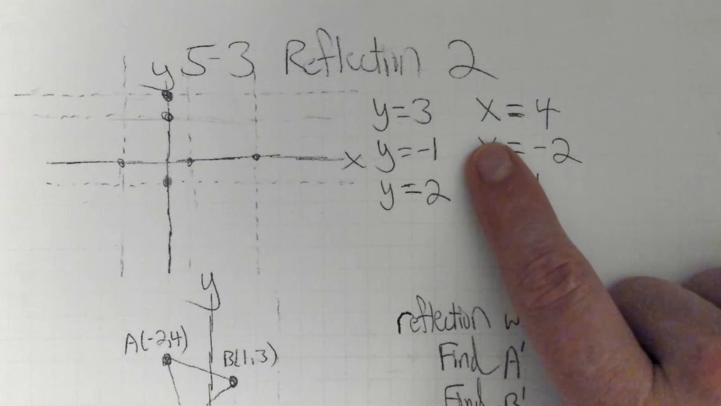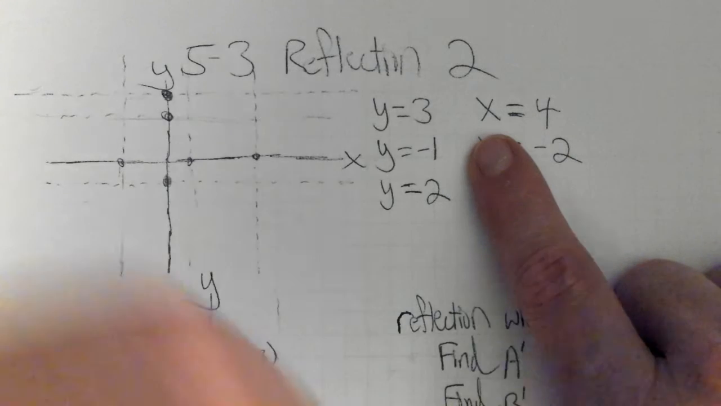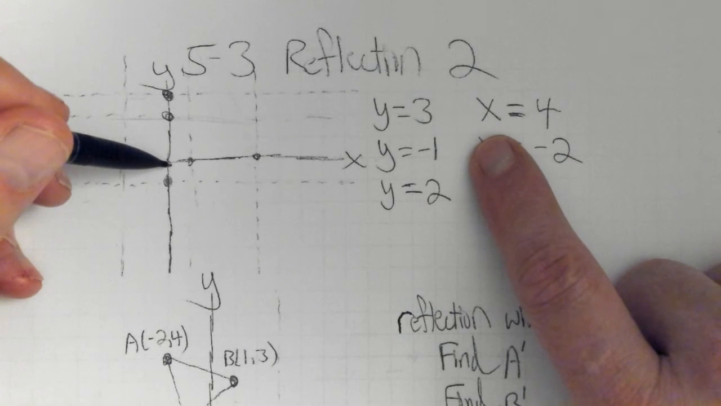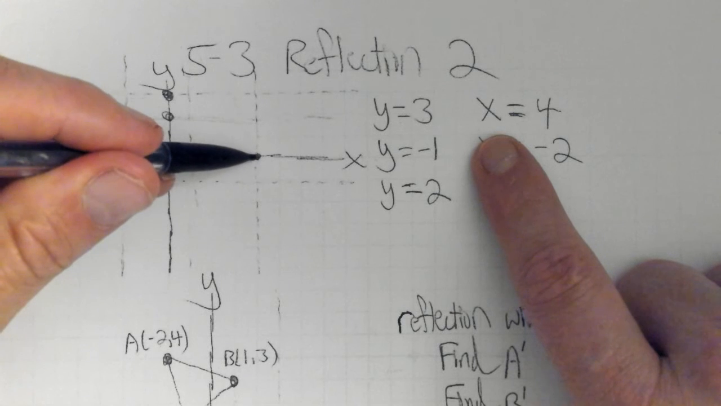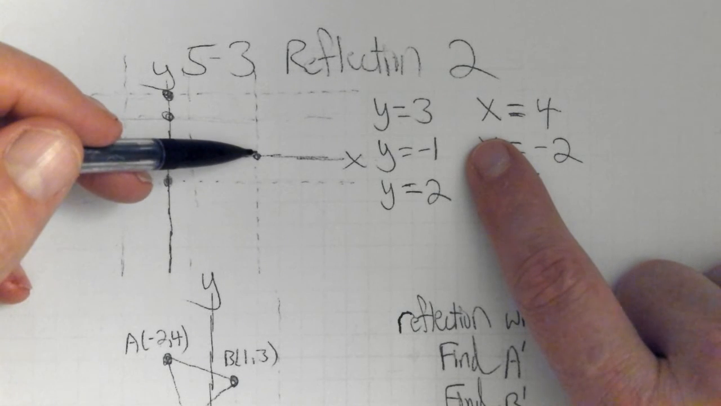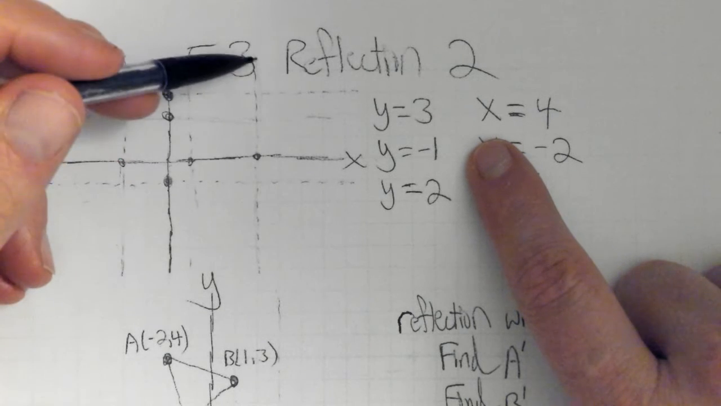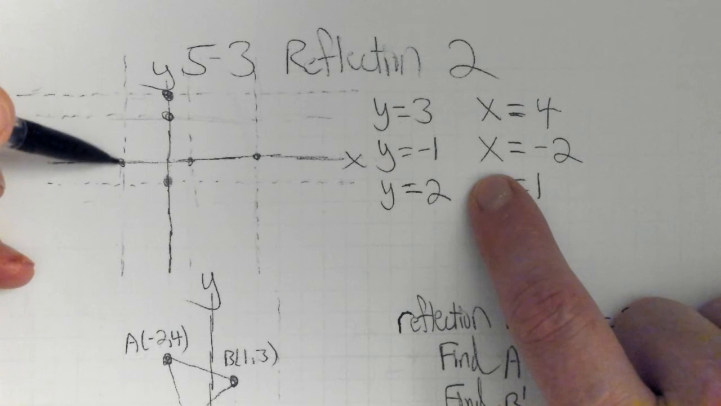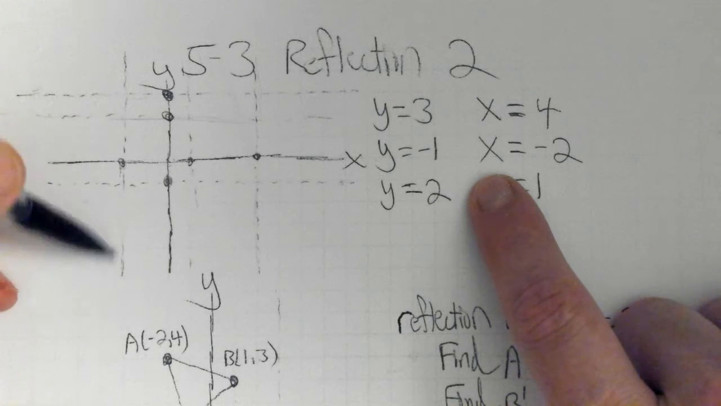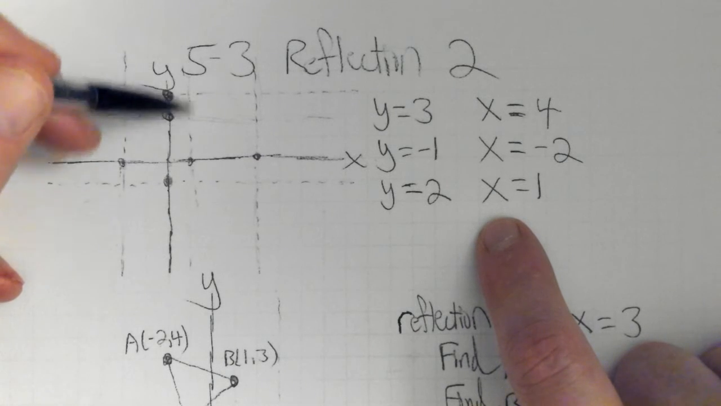Now, x equals, where would x equals 4 be? Let's say x equals 4 is the line of reflection. We have to locate it. Go 4 on the x-axis, 1, 2, 3, and 4. And the line x equals 4 is a vertical line that goes right through 4 on the x-axis. Where's the line x equals -2? Go to -2 on the x-axis, and then draw a vertical line through it. Whereas x equals 1, go over 1, draw a line through it.